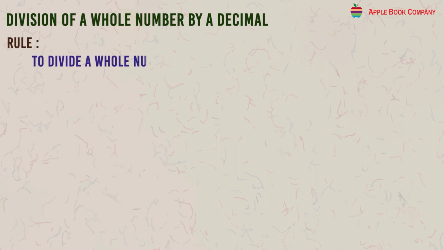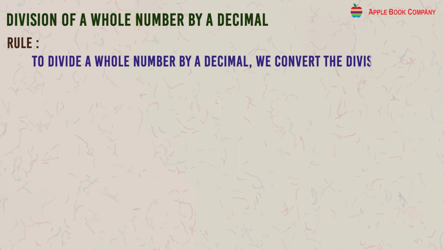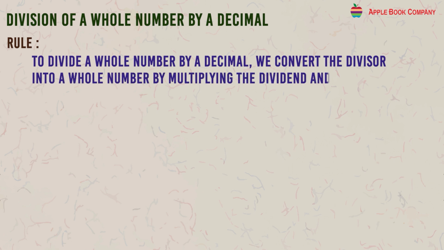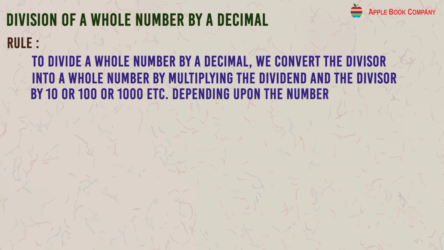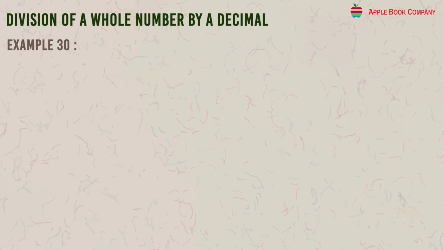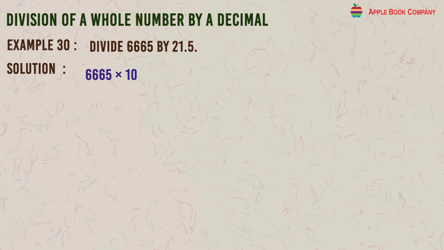Division of a whole number by a decimal. Rule: to divide a whole number by a decimal, we convert the divisor into a whole number by multiplying the dividend and the divisor by 10 or 100 or 1000, etc., depending upon the number of decimal places in the divisor. Example 30. Divide 6665 by 21.5. Solution: divisor 21.5 has one decimal place, so multiply dividend and divisor each by 10 to make the divisor a whole number.